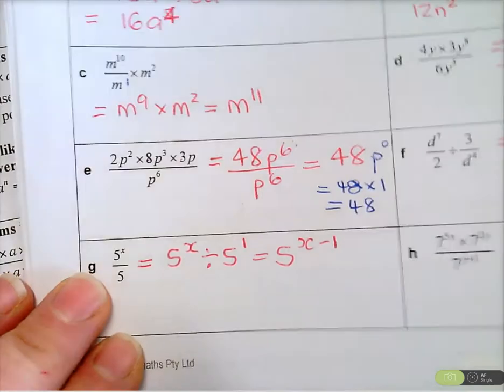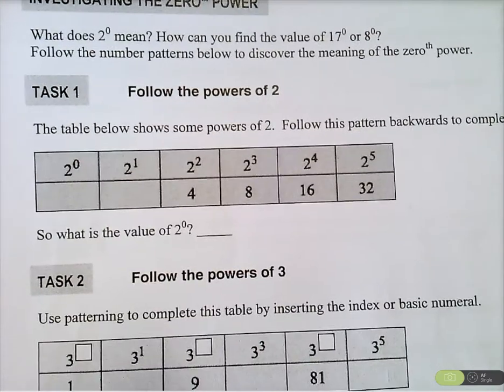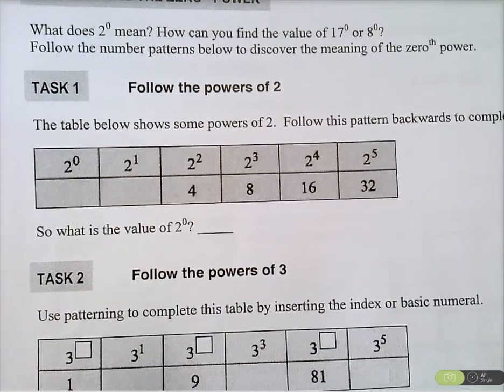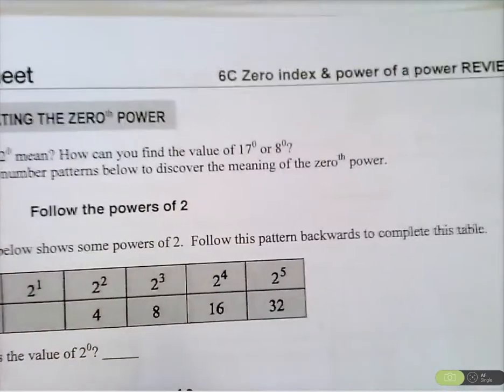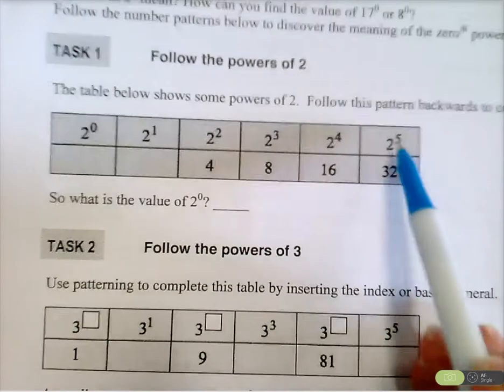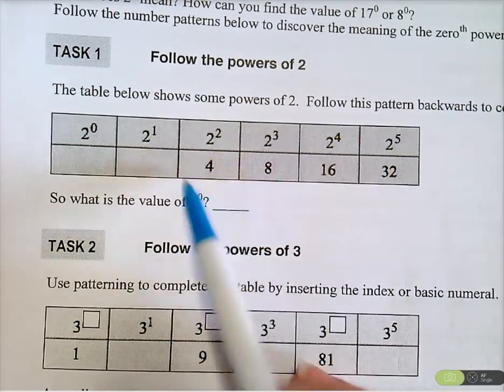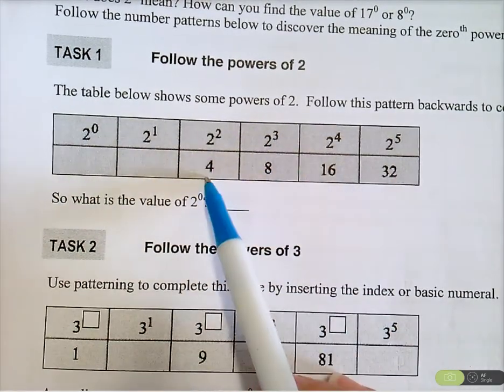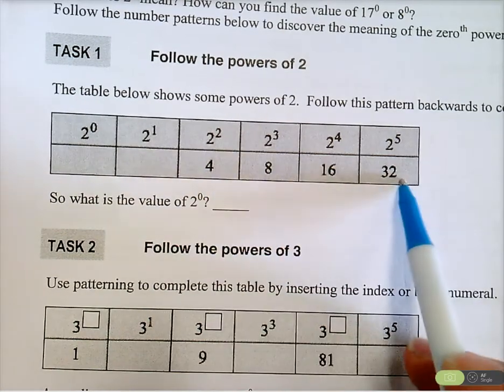Okay, girls, we're going to the other side of the page. Okay, girls. Right, you've already looked at powers of 0, but it just says here to follow the powers of 2. 2 to the power of 5 is 32, 2 to the power of 4 is 16, 2 to the power of 3 is 8. What do you think they're doing as we come down here? We're dividing by 2.